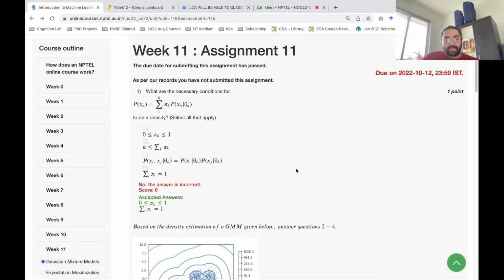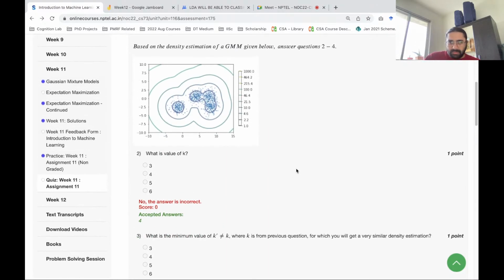Now the second and third question. So first thing, we have this here. What is the value of k? How many of you think it is 3? How many of you think it is 4, and why so?